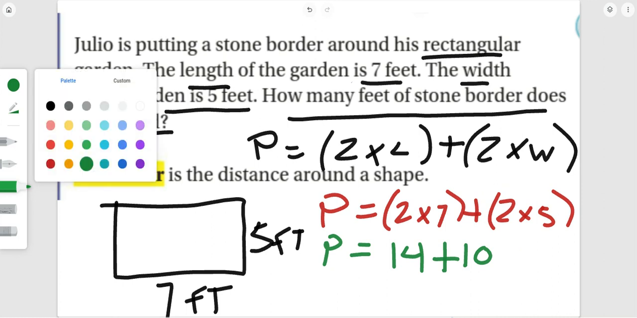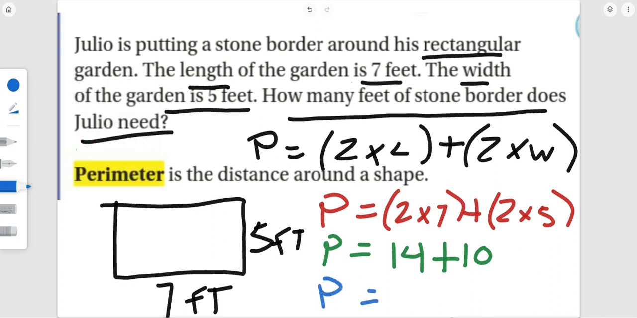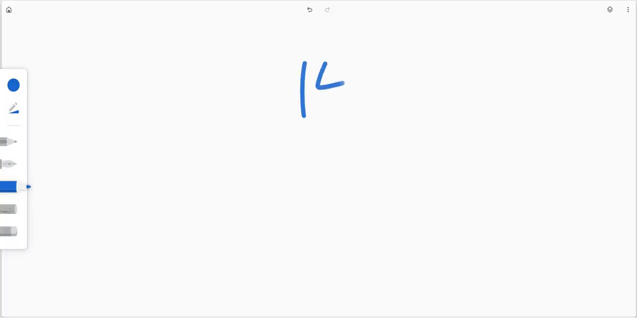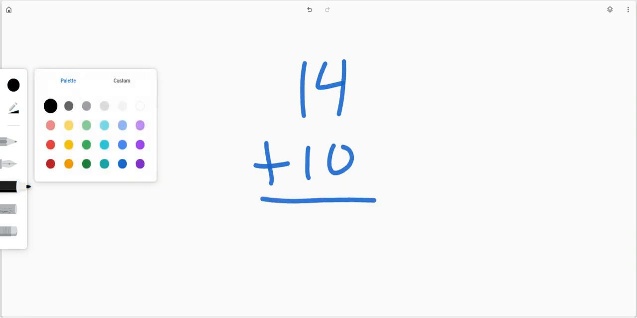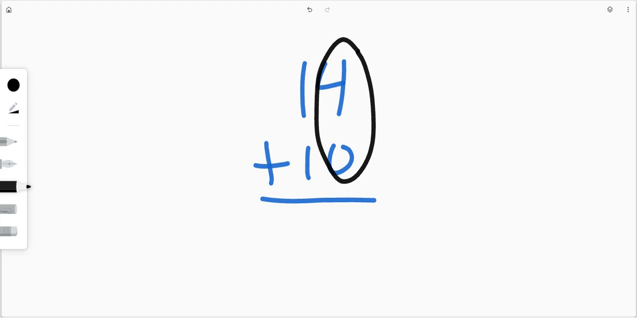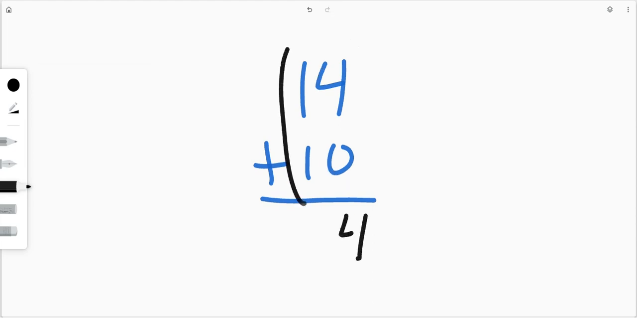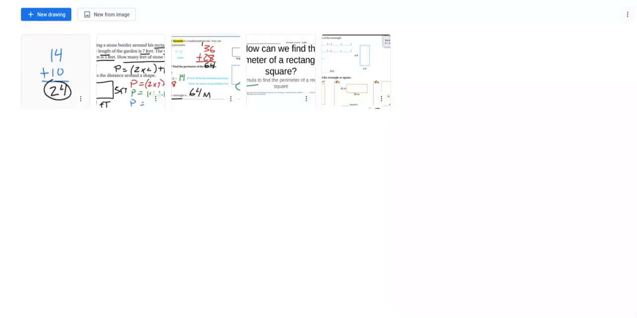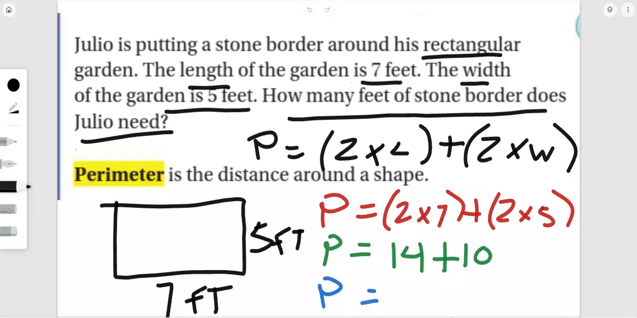So now my last step, I'm going to say perimeter is equal to, instead of 14 plus 10, I need to write the answer. So I can add 14 plus 10. If I do that, I can start in my ones place. 4 plus 0 is 4. Move to my tens place. 1 plus 1 is 2. So my answer is 24. When I come back here, I can write 24. Now we want to be very careful. Remember the unit that we looked at. 24 feet is going to be my answer for my perimeter.